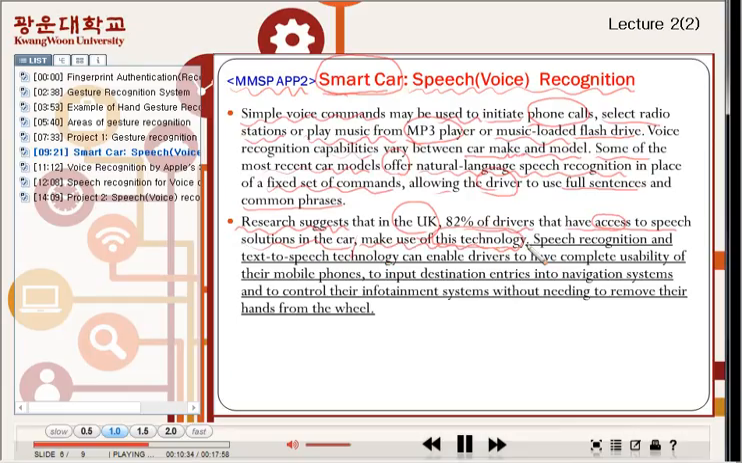So speech recognition and text-to-speech technology can enable drivers to have complete usability of their mobile phones, to input destination entries into navigation systems by voice, and to control their infotainment systems, meaning information systems plus entertainment systems, without needing to remove their hands from the wheel in the car.